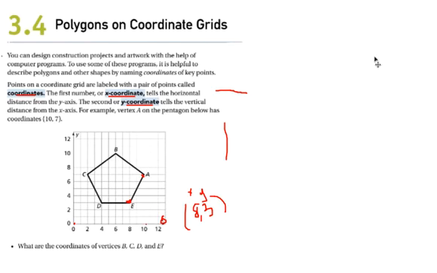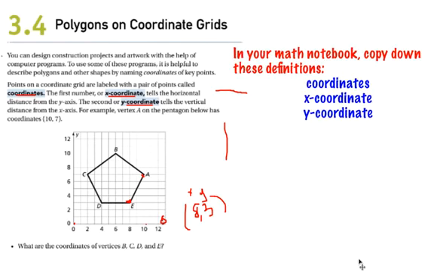The first thing that I want you to do is in your math notebook, copy down the definitions. We have coordinates, X coordinate, and Y coordinates. Keep in mind those definitions are right here, so jot them in your notebook. You can label it CS 3.4. And then also in your notebook, finish answering this question. What are the coordinates of vertices B, C, D, and E? Remember, we did E together. They gave you A, so your job is to do B, C, and D. So take a moment and pause the video, and you may copy those definitions down and then answer that question.